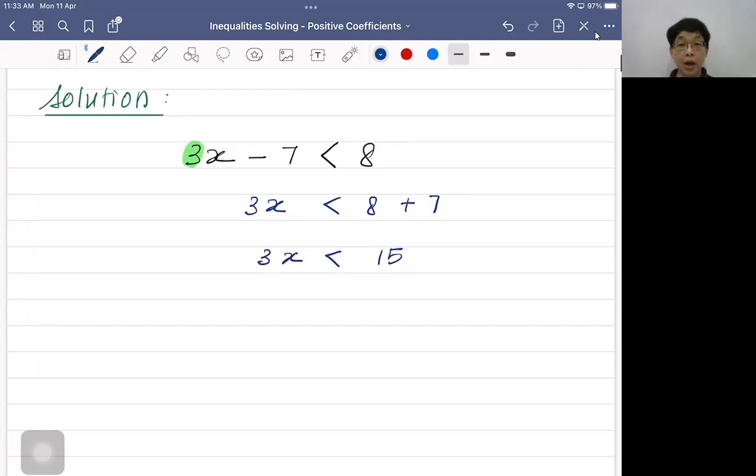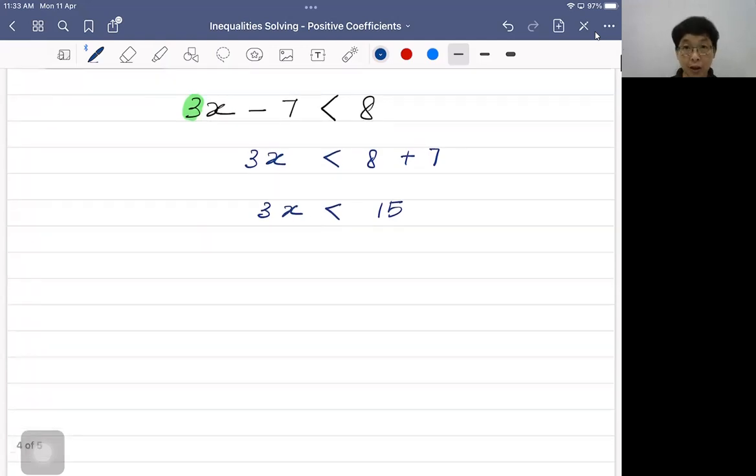So 3x must be something lesser than 15. This time you're going to divide 3. And yes, exactly. I can almost hear you say that. So divide 3 both sides will produce 15 divide 3. And therefore, x must be any value less than 5.